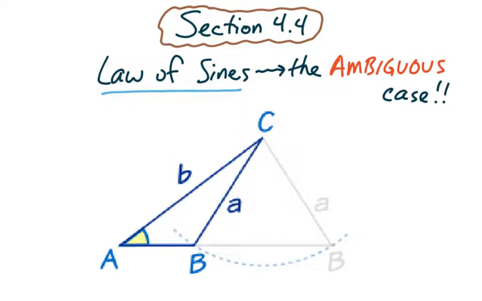Welcome to the end of section 4.4, where we finish off the law of sines, specifically working with the very strange ambiguous case that we hinted at before. We looked at some diagrams, but now we're going to put the math to it. Just a review of the diagram, here's what's happening.